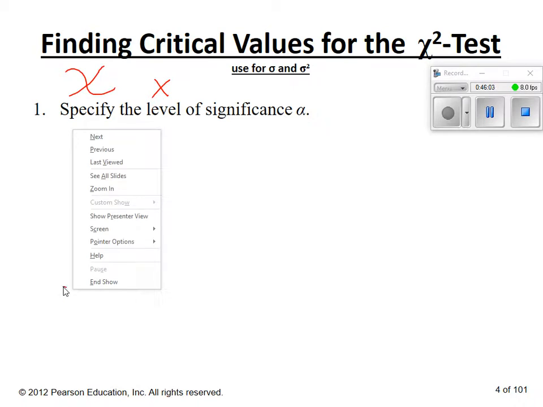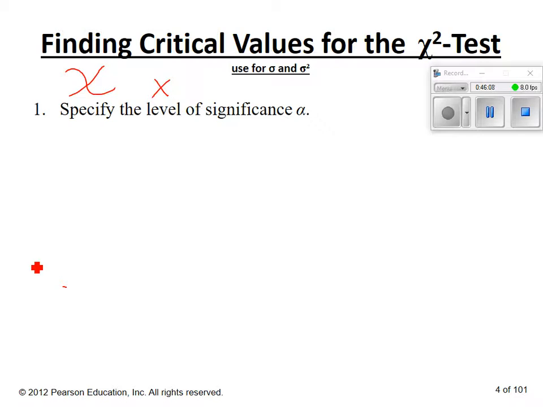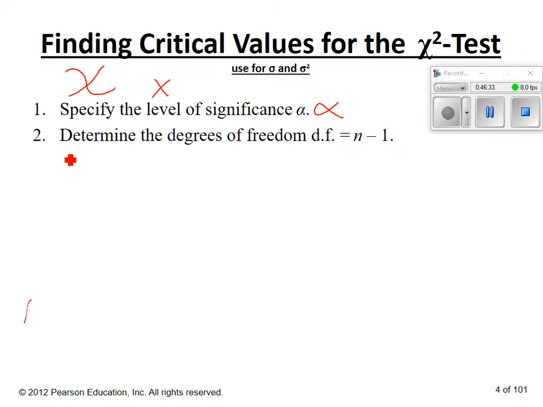To find the critical values, this is very important. To find the critical values, specify the level of significance. That's the first thing you're going to do. Find your alpha. If you can't tell that that's an alpha, make sure you write it the correct way so that you can tell what it is. It's not a little a, it's an alpha. Next, determine the degrees of freedom. Remember, find your DF, you just take n minus 1.